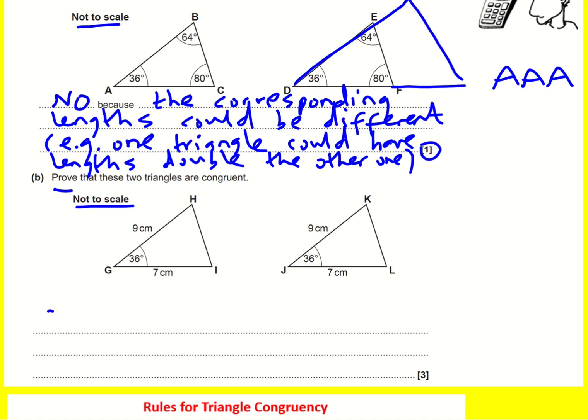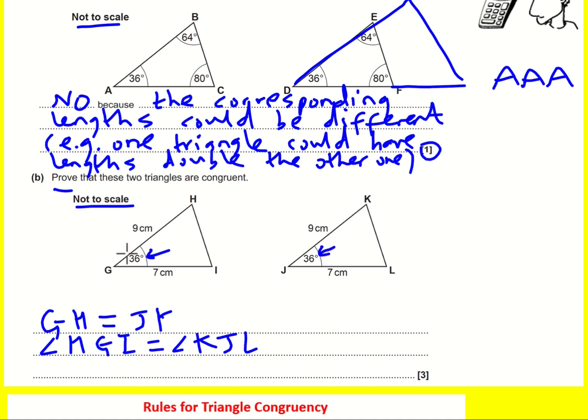So what am I going to do? I'm essentially going to show that side angle side is the same. So GH is equal to JK. That's me showing that the corresponding sides are the same here. And then angle HGI is equal to angle KJL. That's me saying that these 36 degrees is the same in both. Because I'm talking about this one, the middle letter is the angle you're interested in. You're just making it clear what angle you mean.